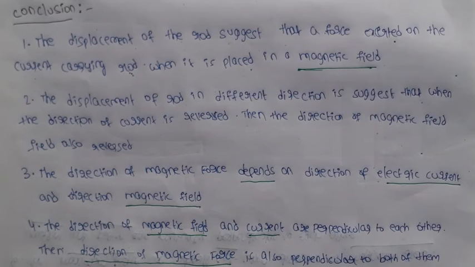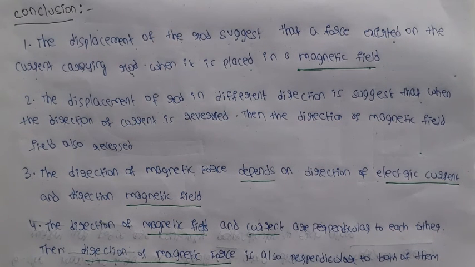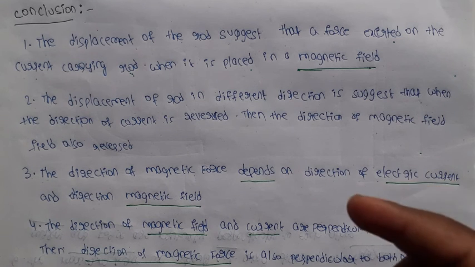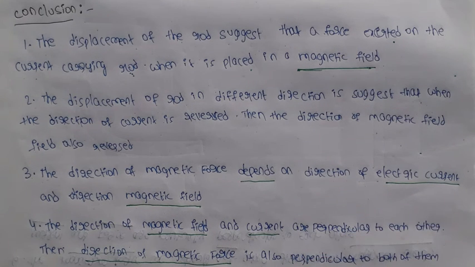So first point, the displacement of the rod suggests that a force is exerted on the current carrying conductor. When current is carried by the conductor, the rod shows a displacement when it is placed in a magnetic field. Suppose the rod is placed in a magnetic field and current is flowing in it. In that situation the rod experiences a force, and that force helps displace the rod.